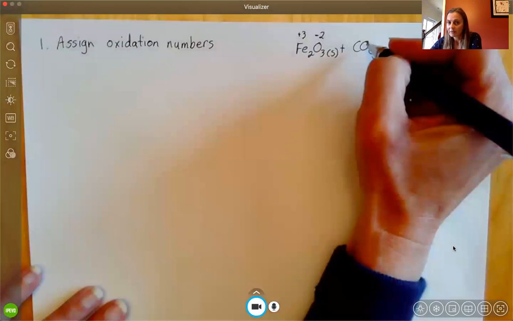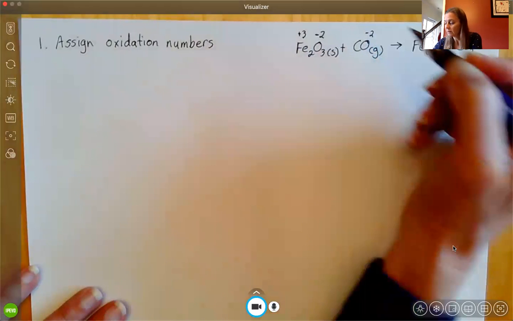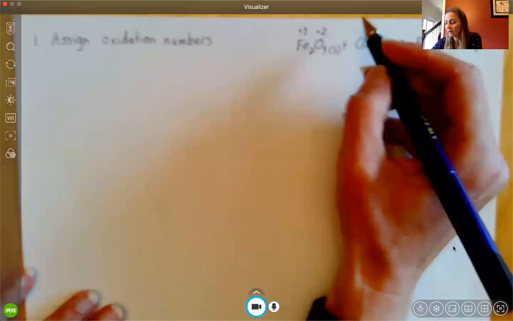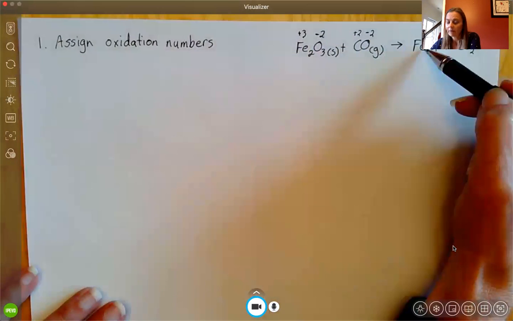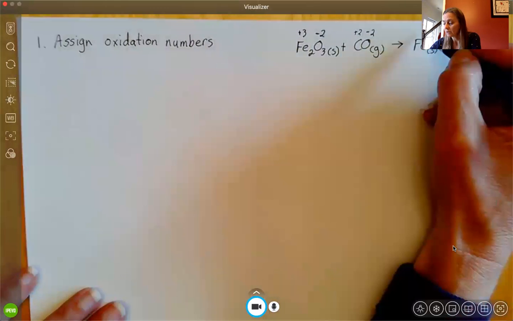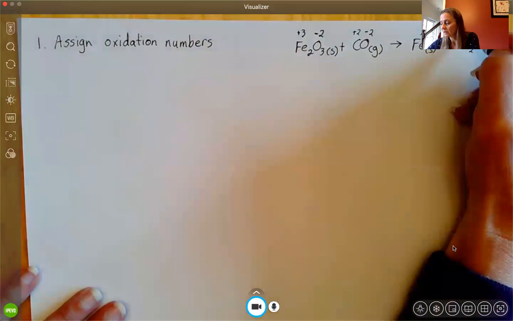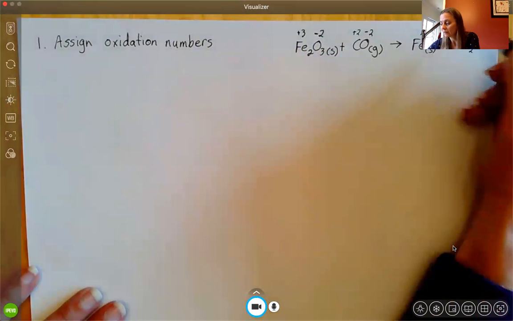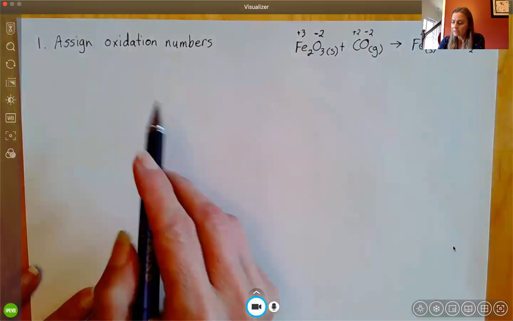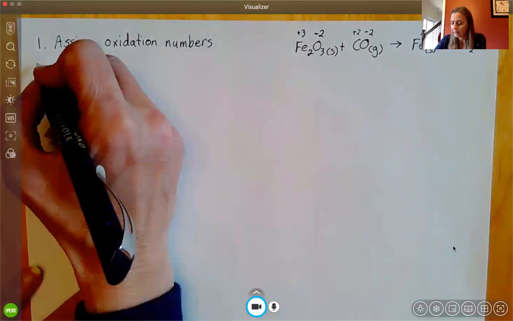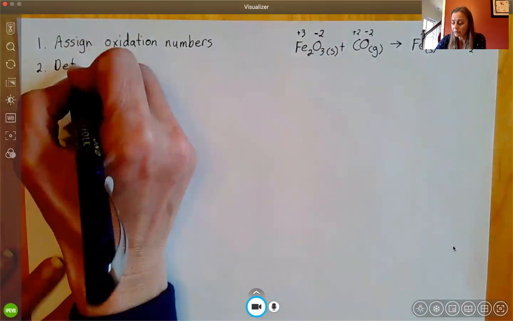For the carbon monoxide, we're going to rely on the fact that oxygen is -2 when it's in compounds, which means that the carbon has to be +2. And then here we have iron by itself, so its oxidation state is 0. And again, the oxygen is -2, and the carbon therefore must be +4. So we've assigned our oxidation numbers, and we're going to determine what's oxidized and what's reduced.